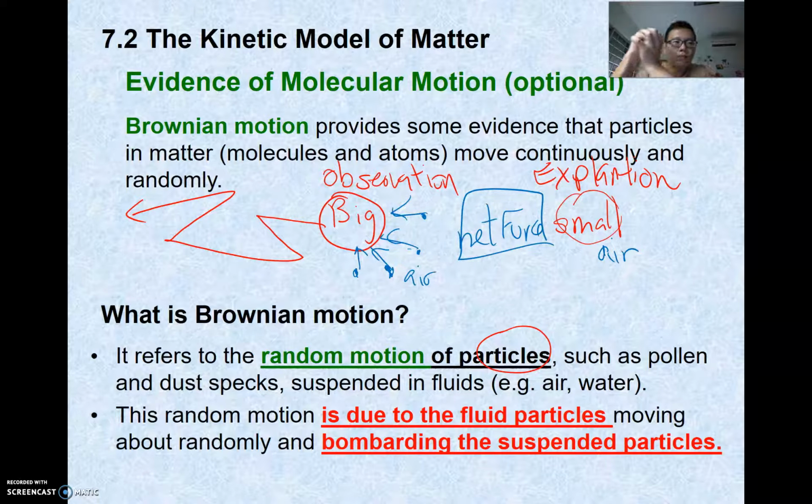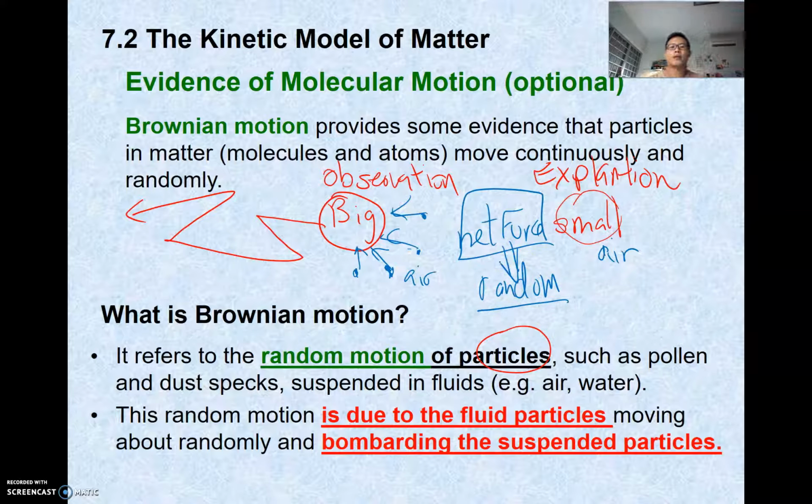Let's say it moves in this direction, and again the small size particles bombard the big size particle, and there will be a net force, and this net force will push the big size particle in another direction. All these are being done simultaneously at different instants of time, and the net force is giving rise to what we call random direction or random motion.